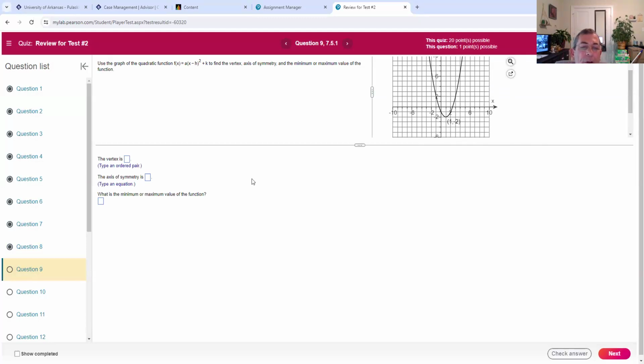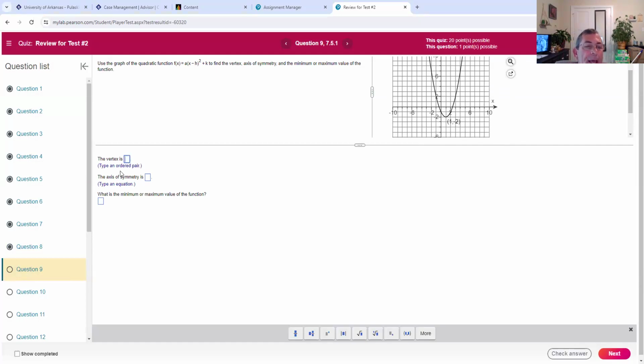So the first question, what would y'all put in for A, or for the part that says the vertex is? What are y'all putting in that? And notice, it says type an ordered pair. It looks like they're giving you the vertex, right? So that point right there that they got in parentheses is our vertex. So we would put in a parentheses, 1 comma 2, and close those parentheses.